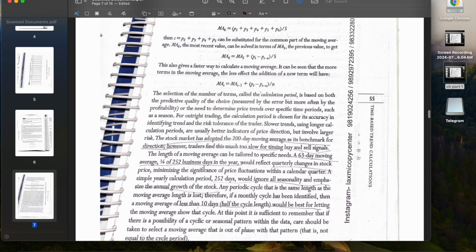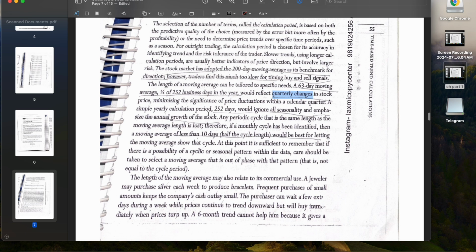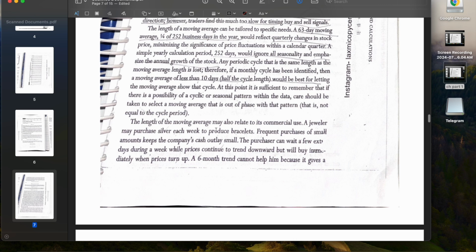So there are various methods in which you can use it, and again you can see a 63-day moving average. Now why would people usually use a 63-day moving average? They would use it because it shows us the quarterly changes, and there are 4 quarters in a calendar year. So in that way, a 63-day moving average would be useful. There are various reasons why people use the moving average and customize it according to their own needs.